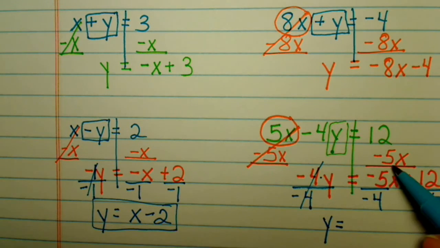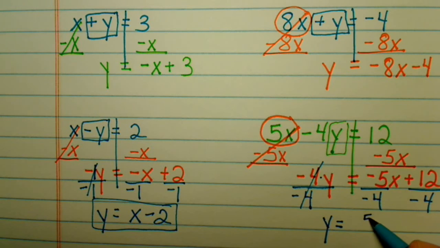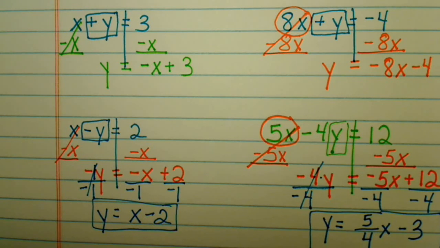Now, I want you to leave your slope here as a fraction because you want it to be rise over run. So negative over negative, that's positive. And then a positive 12 divided by a negative 4 gives me a negative 3. So if you can divide it evenly, go ahead and divide it. If you can't, leave it as a fraction. You might want to simplify it, but you can leave it as a fraction.